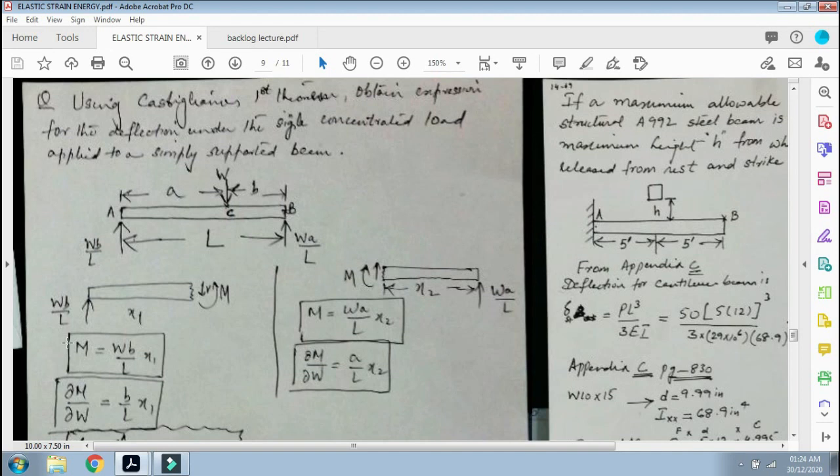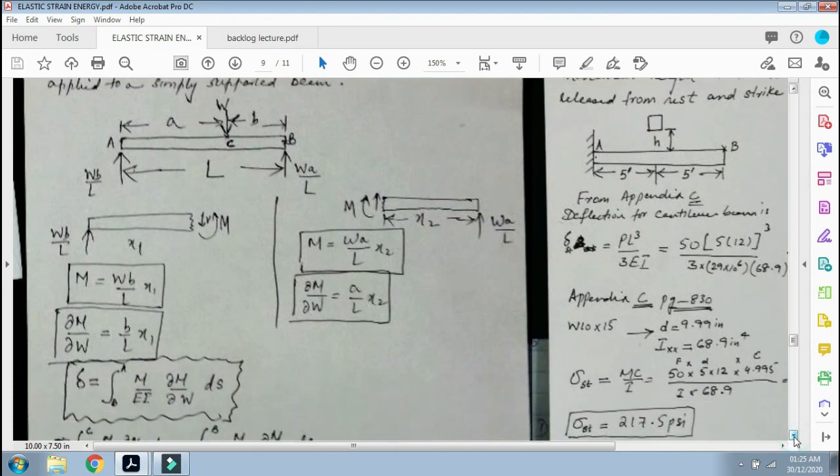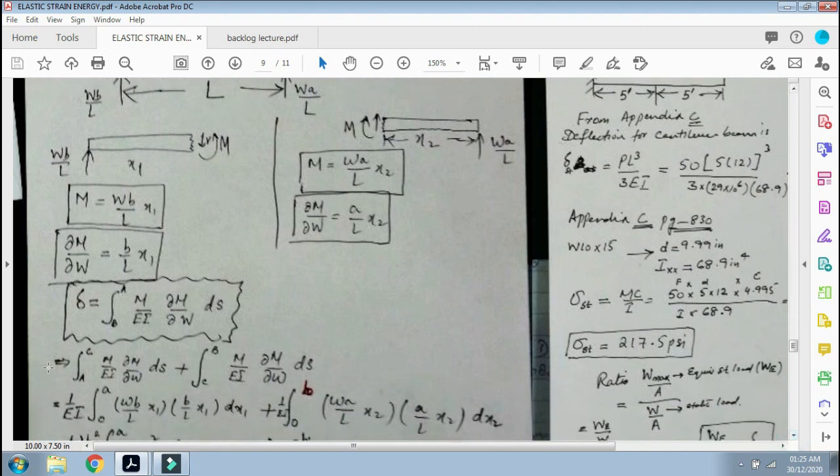Now this M is to be differentiated with W, because the load is W. So ∂M/∂W equals b upon L x1, and again for the other, ∂M/∂W equals a upon L x2. So you've got M and ∂M/∂W for x2, and this is for x1. Now you apply these two moments and partial differentiations in the deflection formula: integral A to B of M upon EI ∂M/∂W ds. So we write integral A to C of M upon EI ∂M/∂W ds plus C to B of M upon EI ∂M/∂W ds.